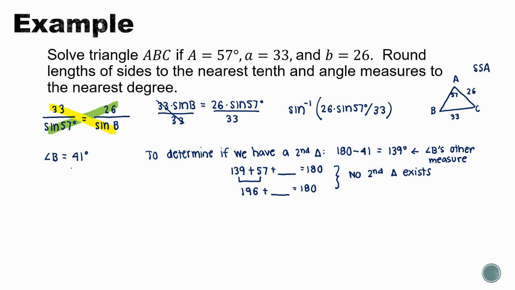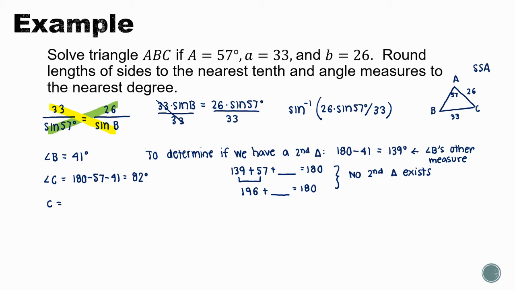So I can just go back to my 41 degree angle. That is the only measure for angle B. Now that we have that, I have two more things left to find. I have to find the measure of angle C, because we were only given the measure of angle A, and then I also have to find the side of C. The information from that one triangle is going to be our final answer. So because we have the measure of angle A to be 57 and angle B to be 41, to find the measure of angle C, remember I'm taking 180 minus 57 minus 41. So that is going to give us a measure of 82 degrees.